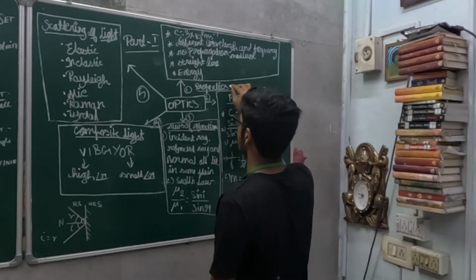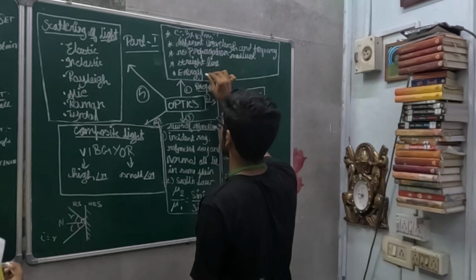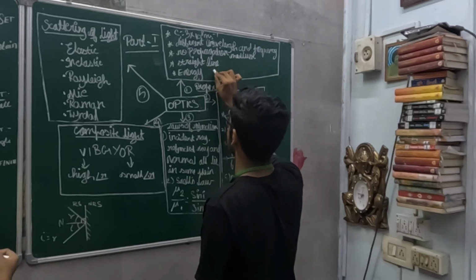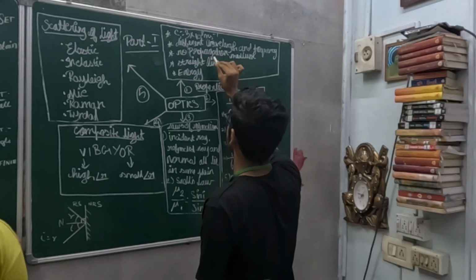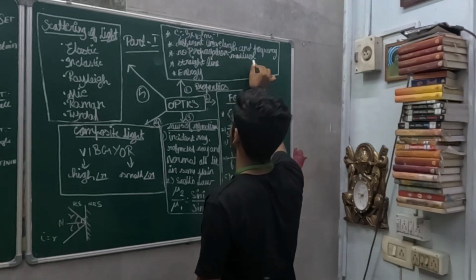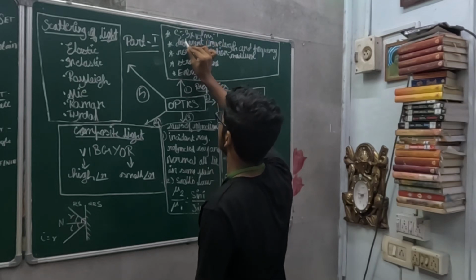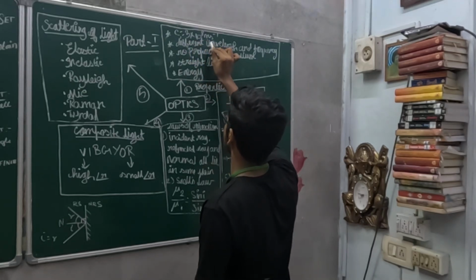In properties of light, light has energy. It travels along a straight line. No medium is required. For different colored light, it has wavelength and frequency. Light travels in a vacuum at 3 × 10^8 meters per second.